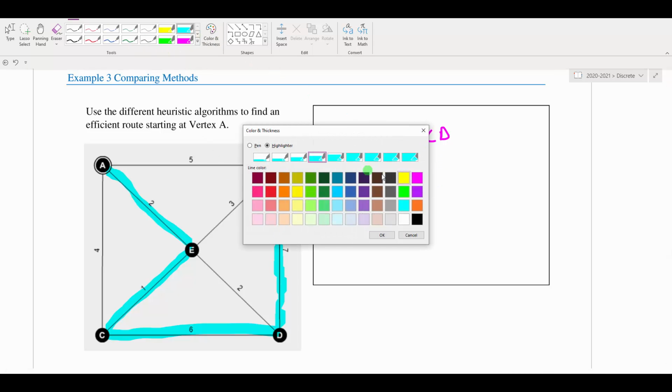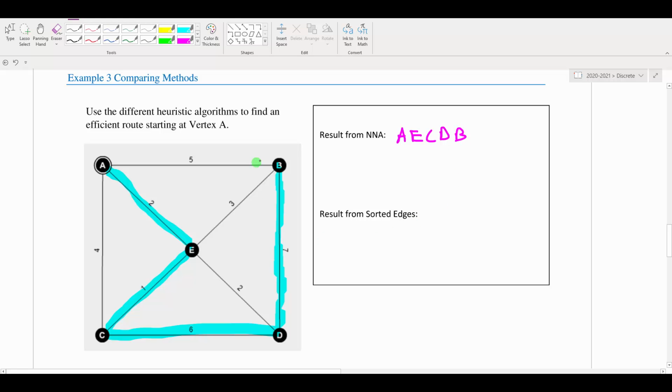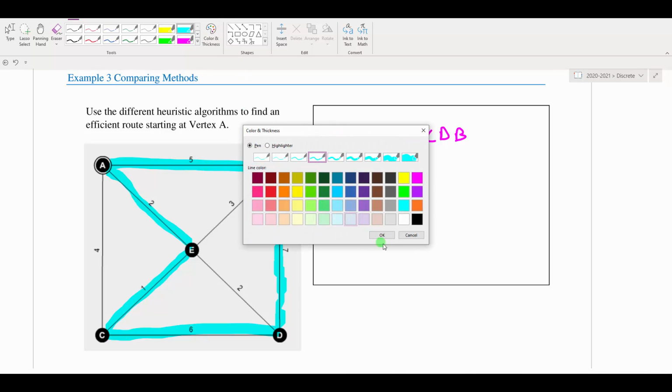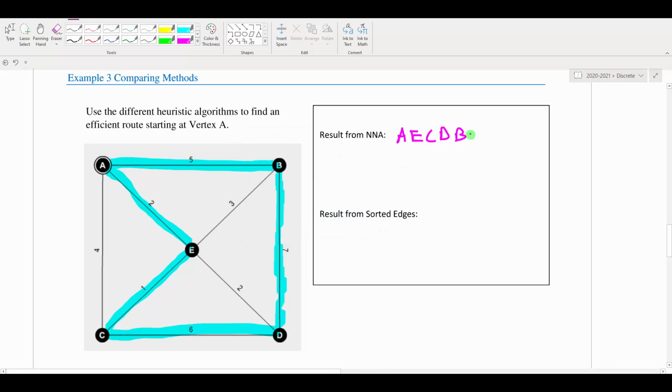There we go. And I've got that in there. Let me add B to my circuit. And then from B, I can't take the 3, it takes me back to E. I've already been there, so I have to go back home to A. So this is what my completed circuit looks like in this graph, and then I would finish that off here.